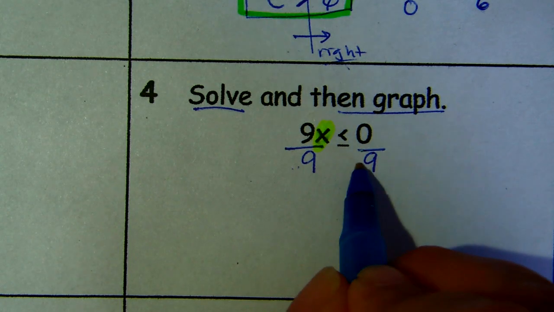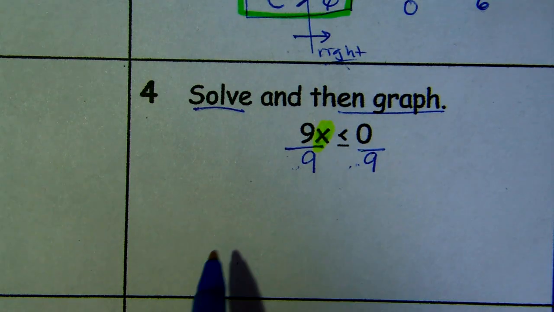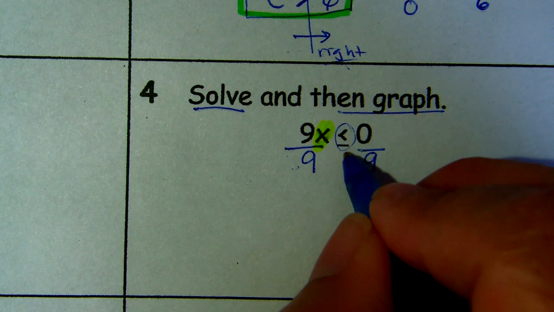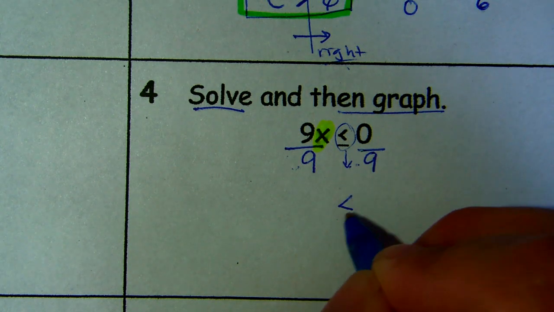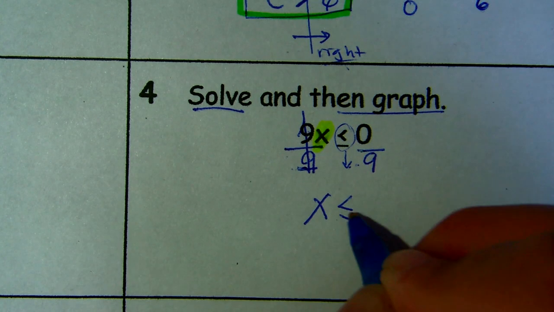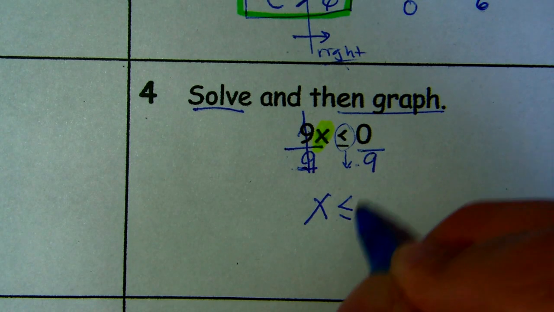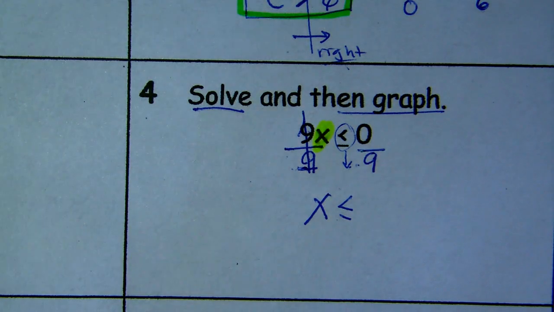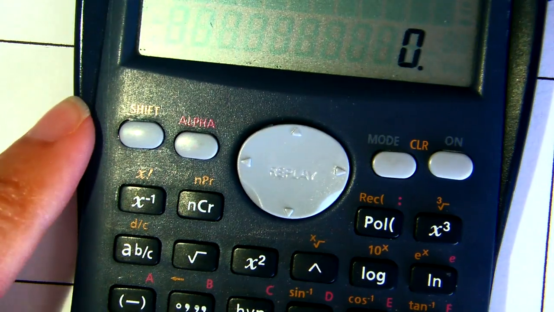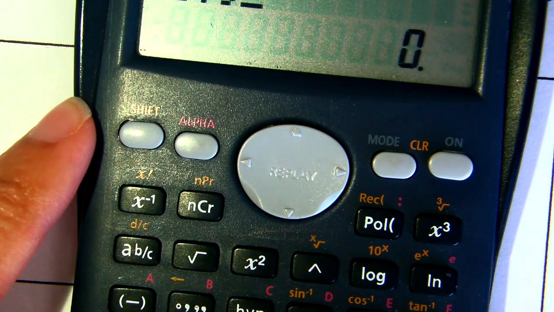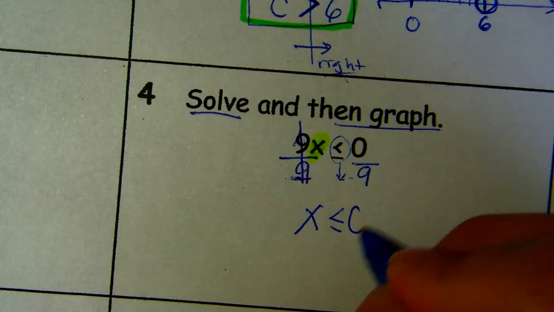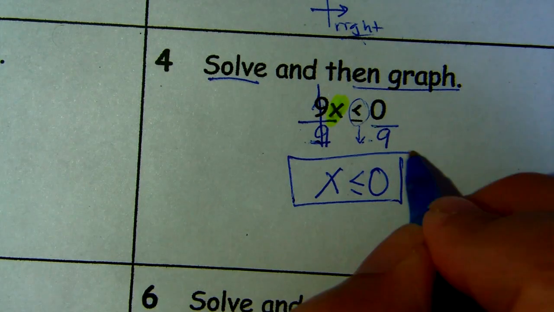Do we have evil eyes? Do we have negatives? No. So we don't need to flip this guy. Just bring it down the way it is. And 9 over 9 gives you 1. So x is less than or equal to what is 0 divided by 9? 0 divided by 9 is 0. Okay, so here's the answer.